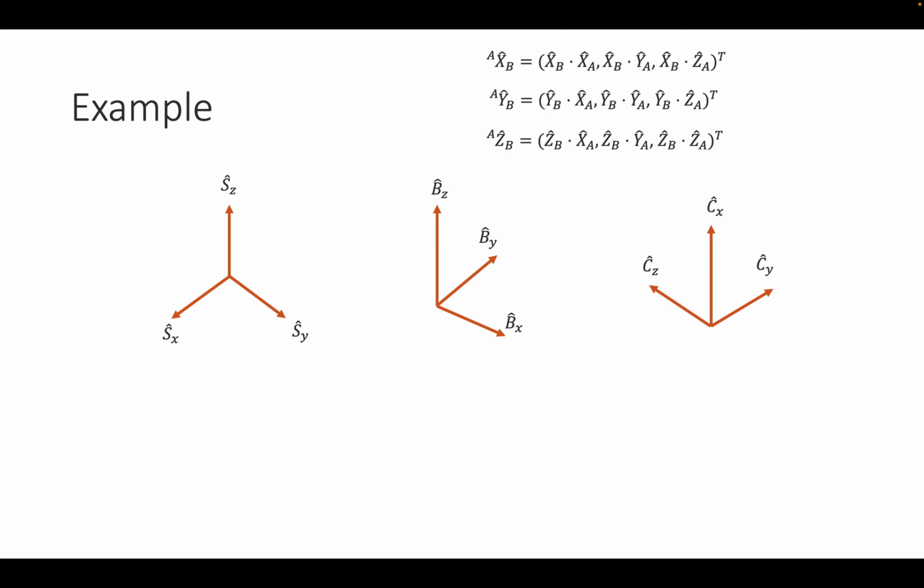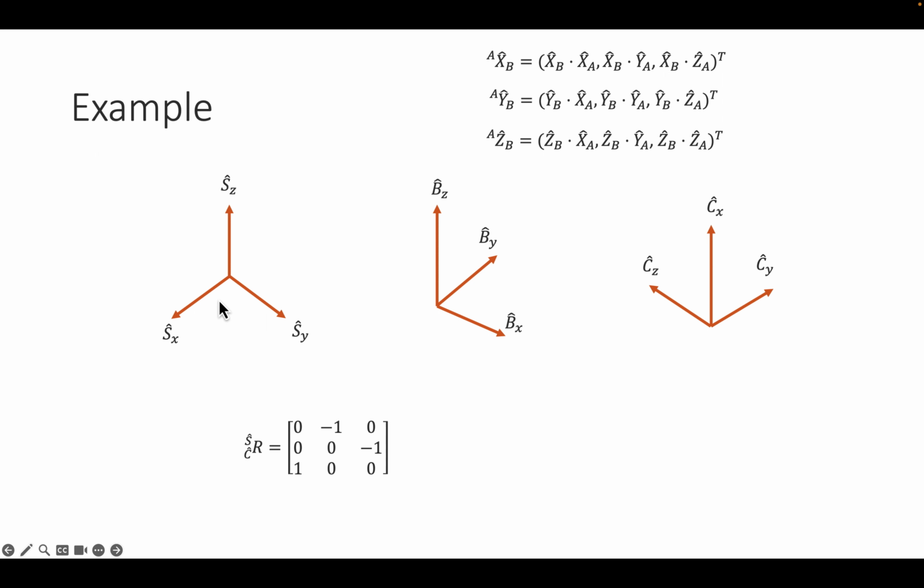Okay, here we have three coordinate systems that are labeled S, B, and C, and as you can see, they're all rotated from each other. Now I give you one of those rotation matrices which rotates the Z coordinate system into the S coordinate system. We can go by the book and use the dot product notation and start with x of C, and project it onto x of S.